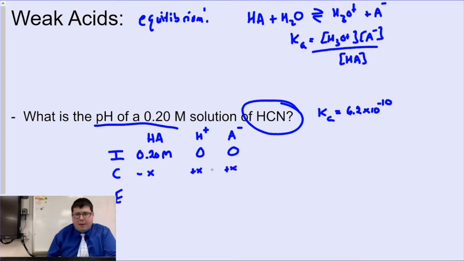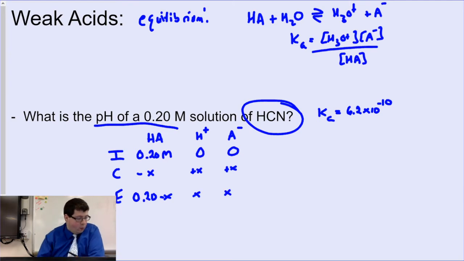And this is just because of the stoichiometry. It's 1 to 1 to 1. So I have a 1-to-1-to-1 ratio here between my x's. And then finally, we can write the equilibrium expressions as 0.20 minus x, x, and x. So if we were to write out our equilibrium expression here, we know that it's H3O plus times A minus divided by HA.